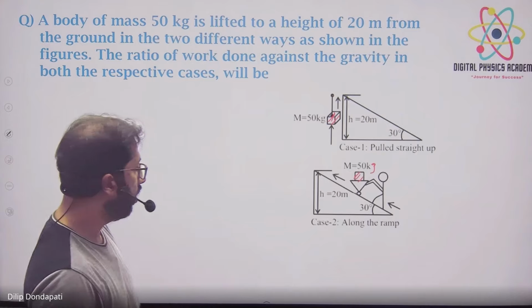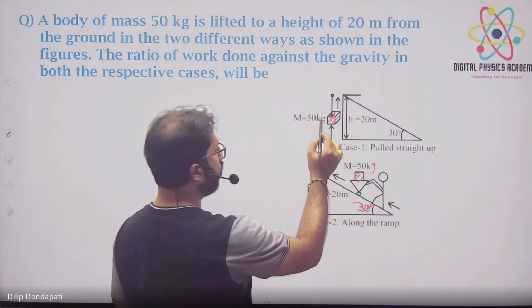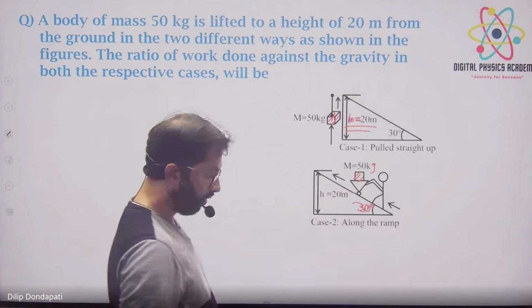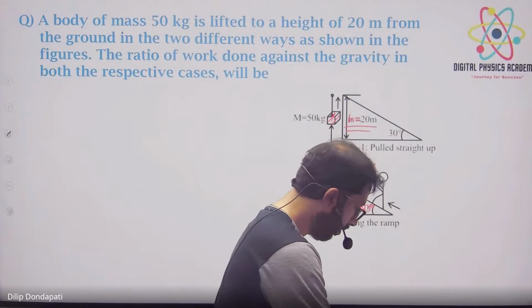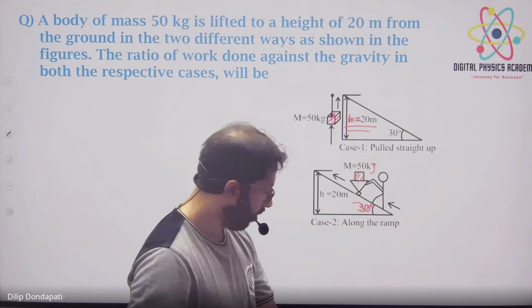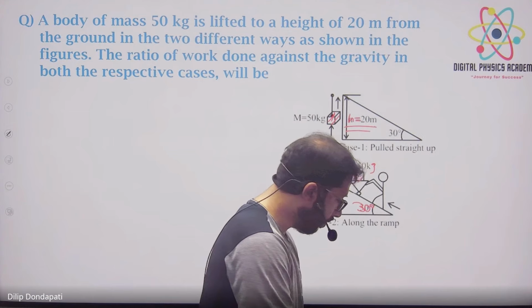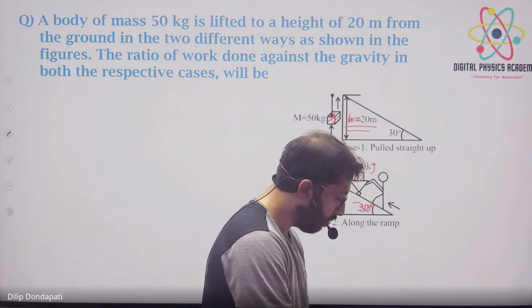So what is theta? Theta is 30 degrees, both of them are 30, and h is 20. Question, I should write. In one I took it from the ramp, in the other I lifted it directly from here to here. Then he is asking what is the ratio of the work done in both the cases.